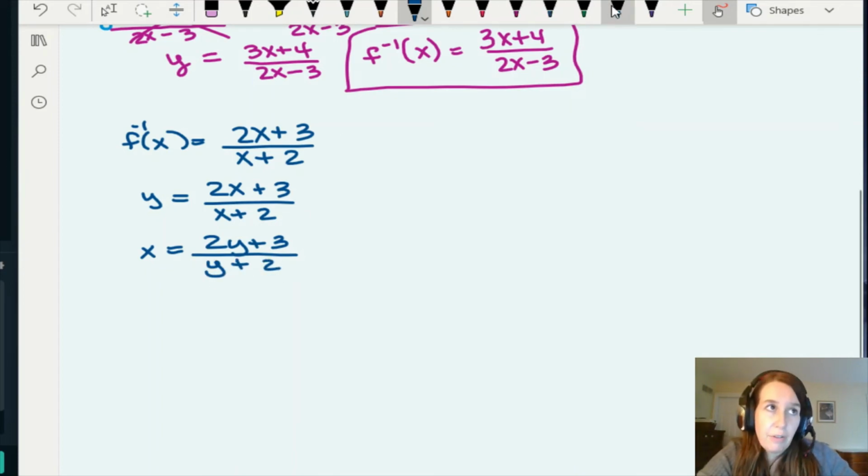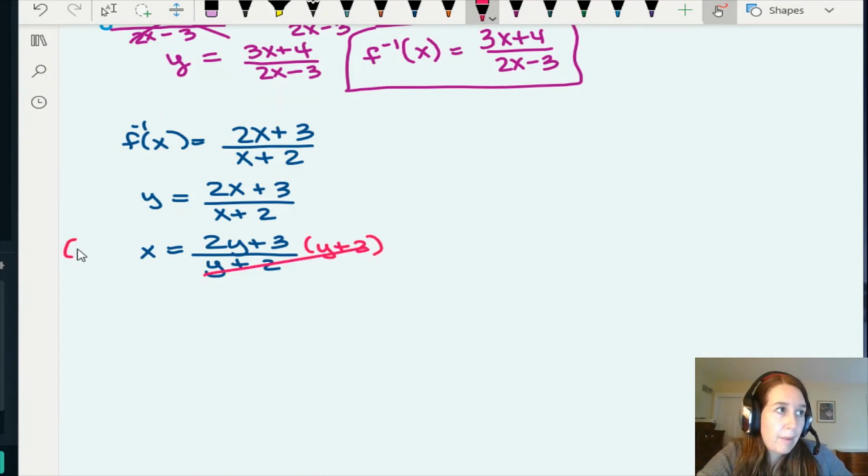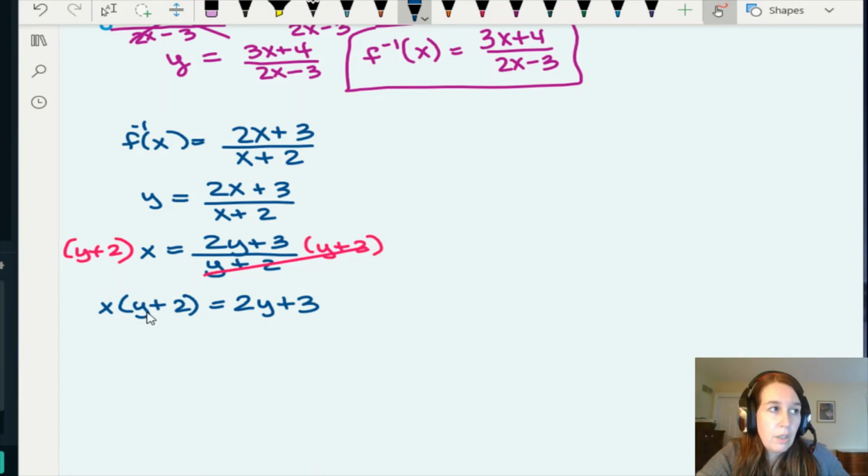Okay, now the rest is our algebra solving the problem. So we want to get this y plus 2 out of the denominator by multiplying both sides times y plus 2. Next, this side is x times y plus 2. This side is 2y plus 3. Okay, that next step is kind of the weird one. Multiply the x into the y plus 2. So xy plus 2x equals 2y plus 3.